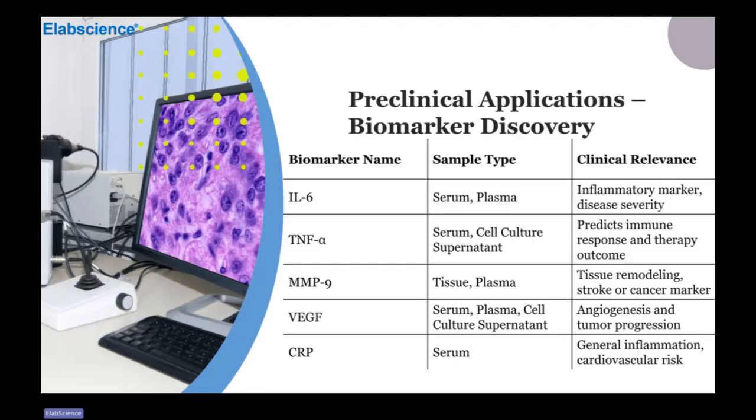In preclinical research, ELISA is the primary tool for biomarker discovery. It quantifies candidate proteins in various sample types, including serum, plasma, tissue homogenates, and even cell supernatant. Reliable detection allows the identification of molecules that correlate with disease or treatment response. These biomarkers can then guide patient stratification in clinical trials. ELISA sensitivity and reproducibility make it ideal for generating preclinical data that informs translational decisions.